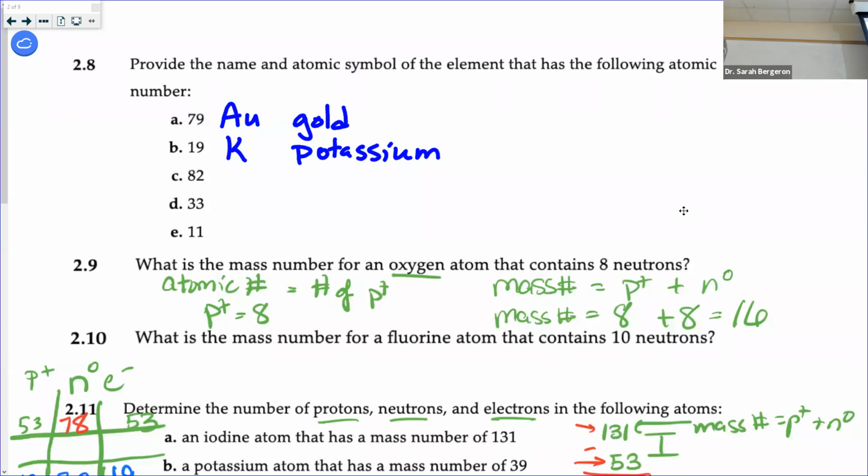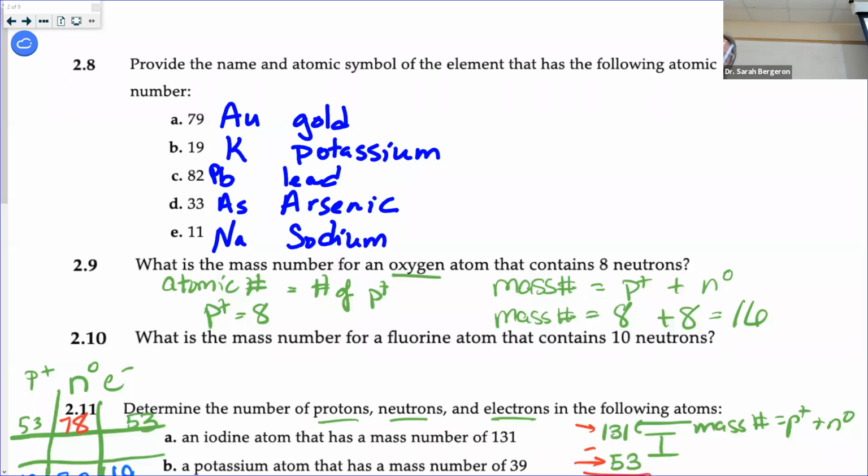What is 82? Pb. What is Pb? Lead. L-E-A-D, not L-E-D. Okay. 33. As, but what is As? Arsenic. 11. Sodium.